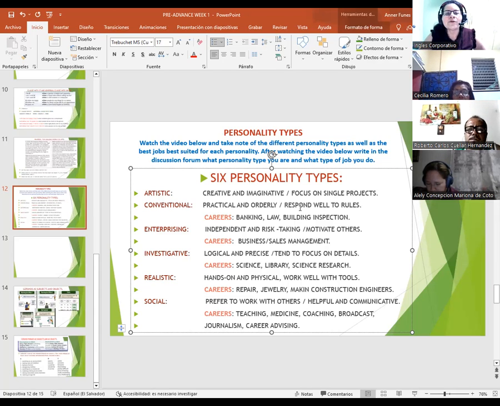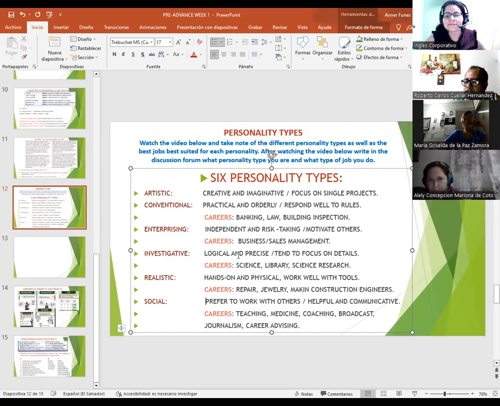Okay, and the last opinion. What is your favorite personality type? In my case, teacher, it is enterprising. Why? Because independent and risk taking and motivated to other people. Yes, it's nice. Okay, excellent. Thanks for your participation.